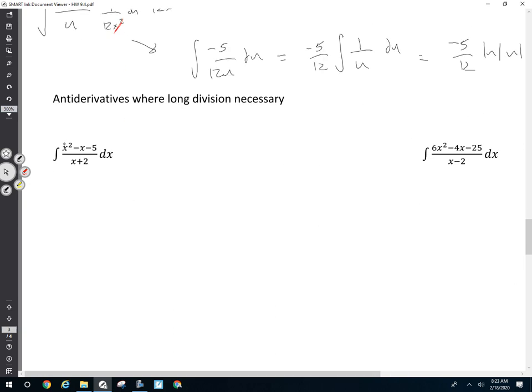Now, the numerator is not a version of the derivative of the denominator. The numerator is a bigger degree than the denominator. When we see this, we need to divide to simplify. I'm going to take x plus 2 and divide it into x squared minus x minus 5.